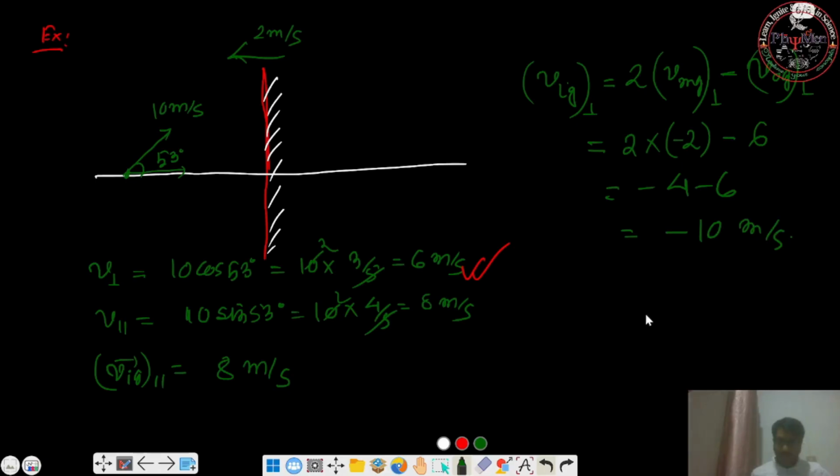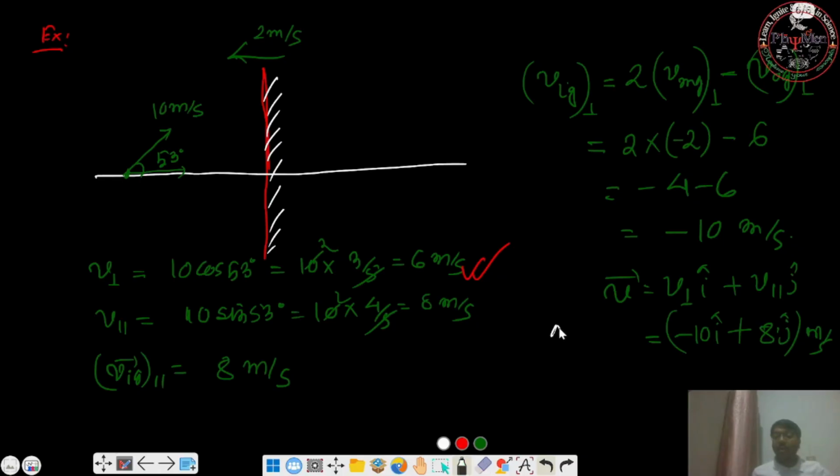-10 meter per second. Now the object velocity will be v is equal to velocity component perpendicular i cap plus velocity component parallel j cap. So the velocity component perpendicular is -10 i cap plus this is 8 j cap meter per second. Is it 8 meter per second?